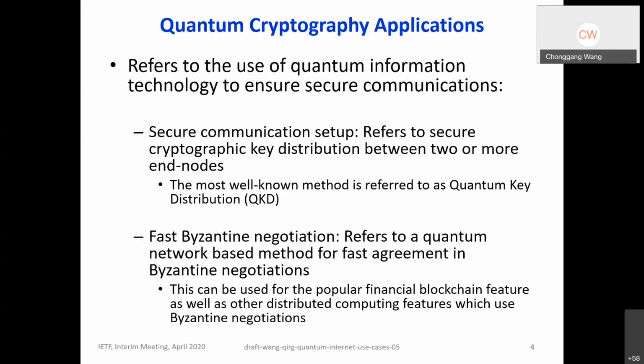The second type of this cryptographic application is called fast Byzantine negotiation, basically using a quantum network-based approach to achieve fast agreement in Byzantine negotiations. This could be used for the financial blockchain scenario.